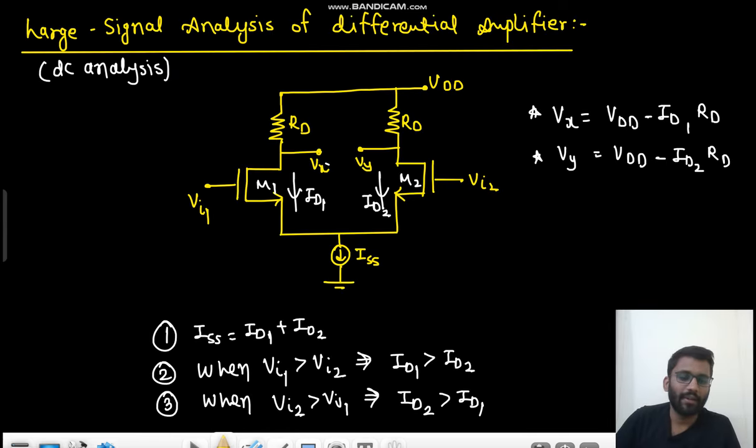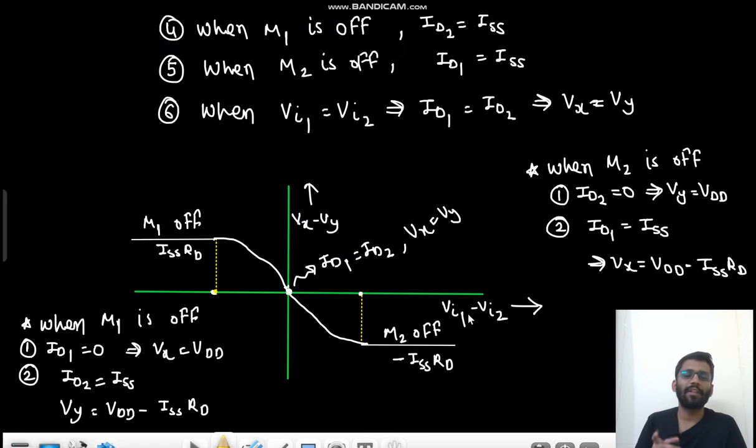You can calculate the point at which M2 goes off. M2 goes off at, let us assume, VGS2 equals VT. At that point, your M2 goes off. So just try to calculate, in terms of Vin1 minus Vin2, the value of Vin1 minus Vin2 at which M2 goes off.